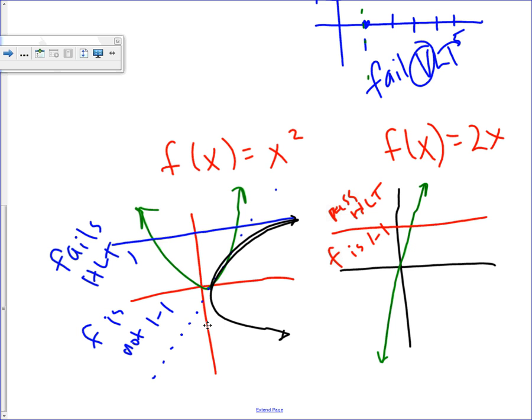What is the significance of that? Here is the line y equals x, and we're going to reflect the function over the line y equals x to see that the inverse looks like this in blue. Is the inverse a function? Absolutely, it passes the vertical line test. That's what being one-to-one means. If f is one-to-one, then the inverse is also a function.